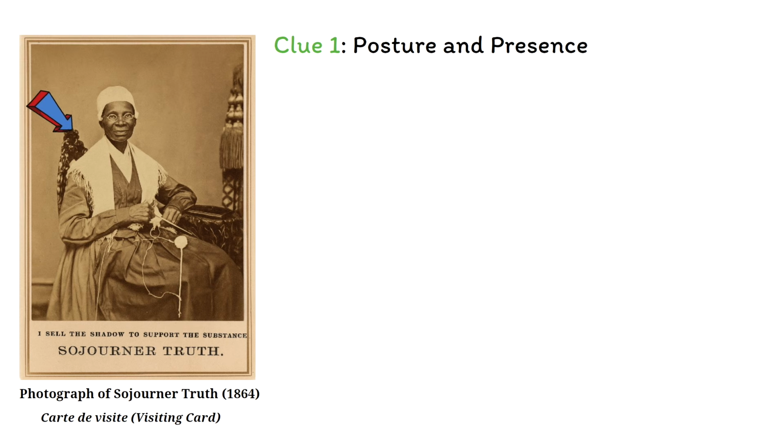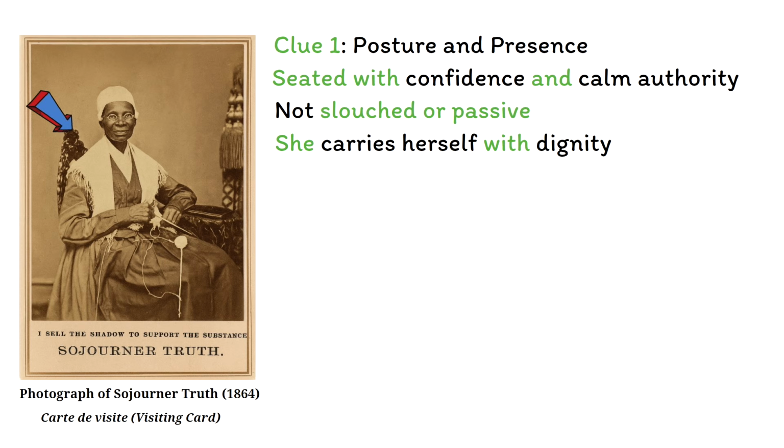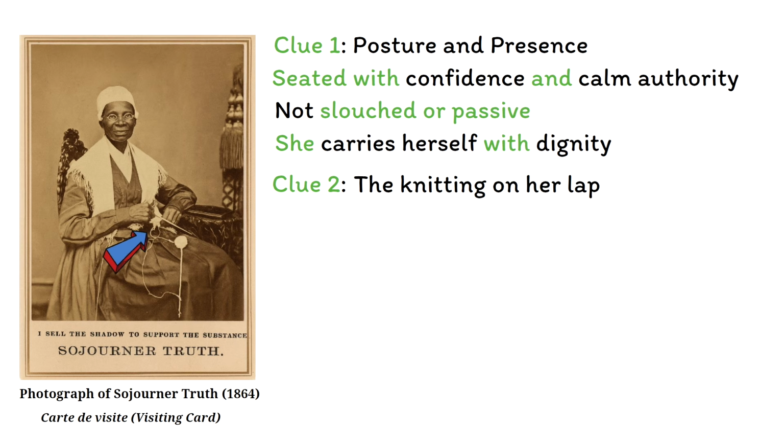The first clue, her posture and presence. She is seen seated with confidence and calm authority, not slouched or passive. This tells us she carries herself with dignity, just like the women in society who are respected, supporting her demand for equal treatment. The second clue is the knitting on her lap.